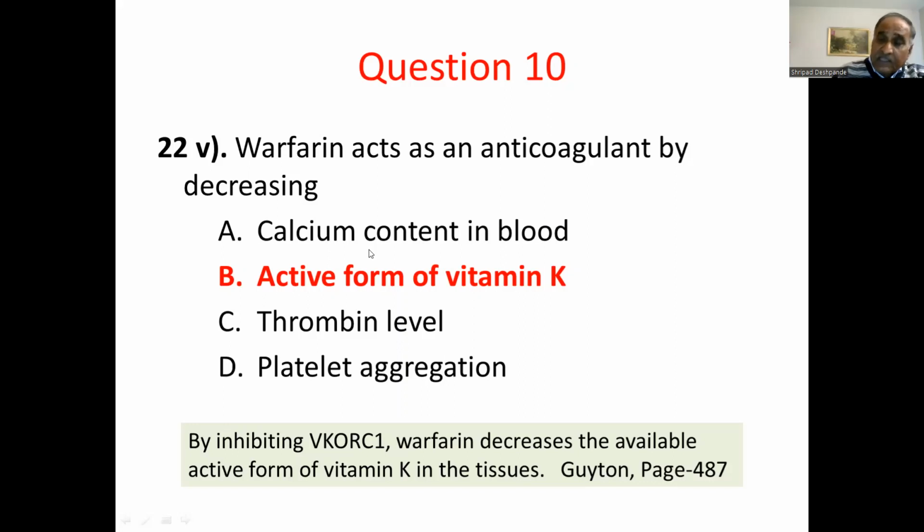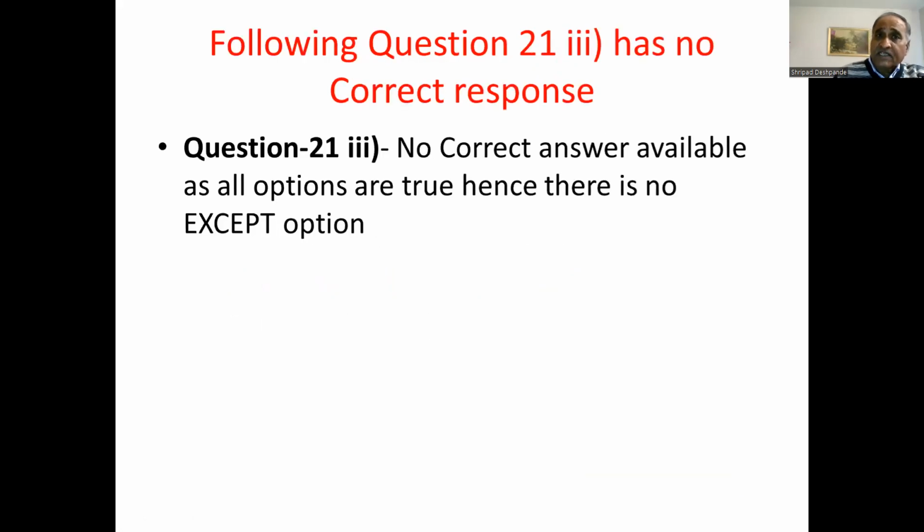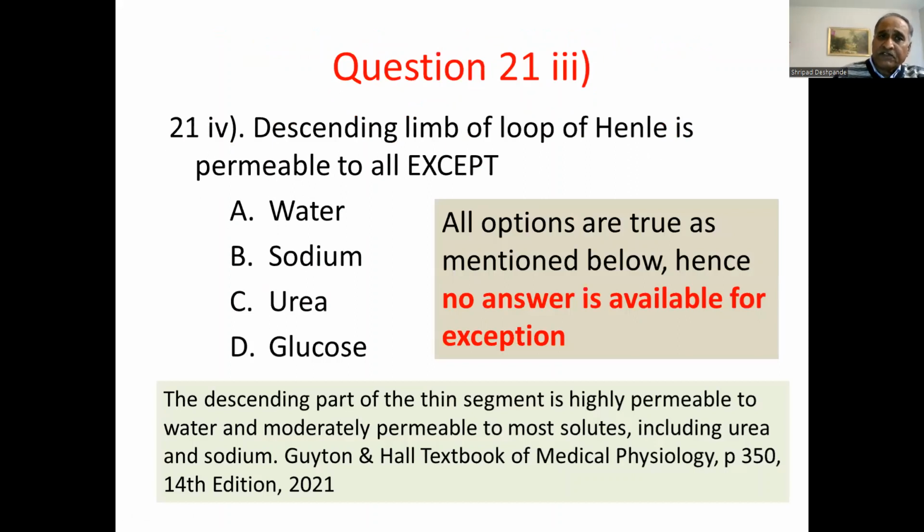So these are the 10 questions in paper 1 of RGUHS University in 2023, and in this I have an issue with question number 21.3, which has no correct response, because I have already mentioned there is no answer available. As all the options are true, hence there is no exception. Let me bring back that question 21.3.